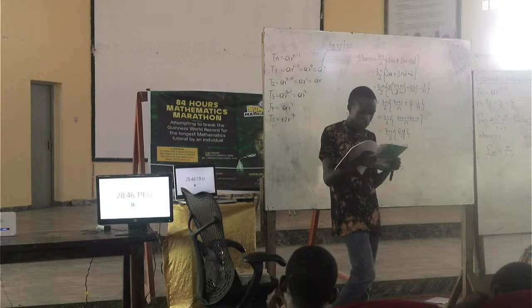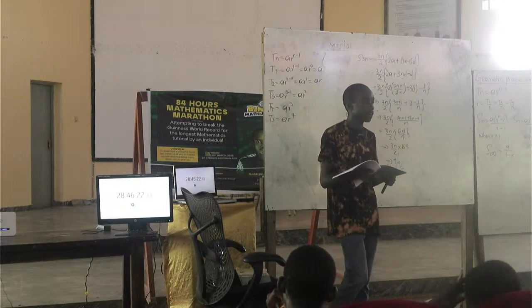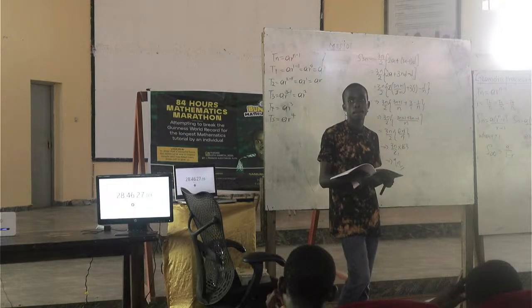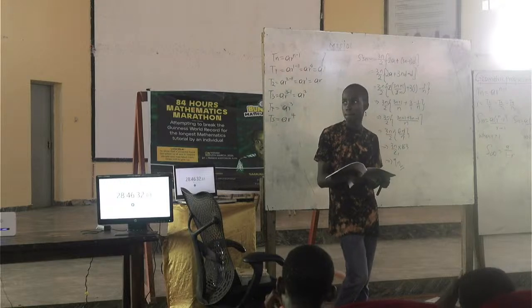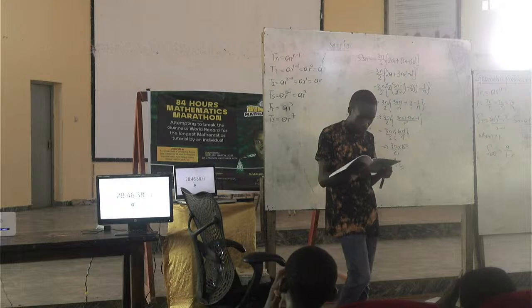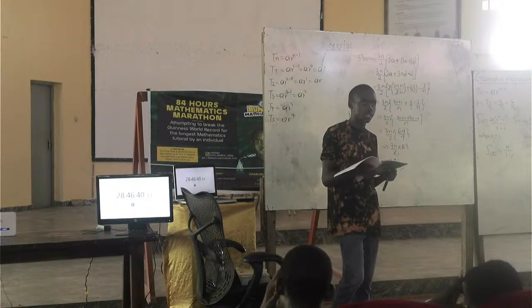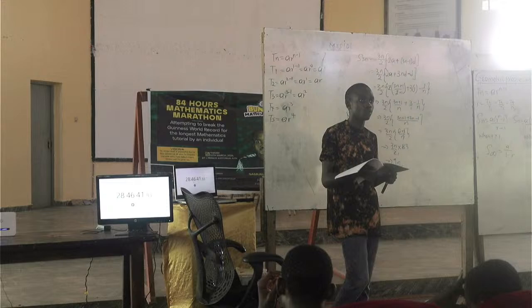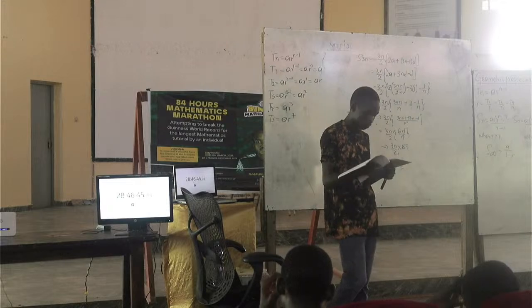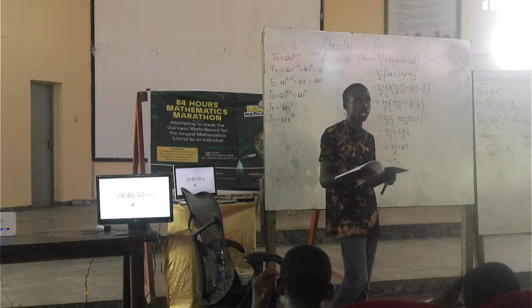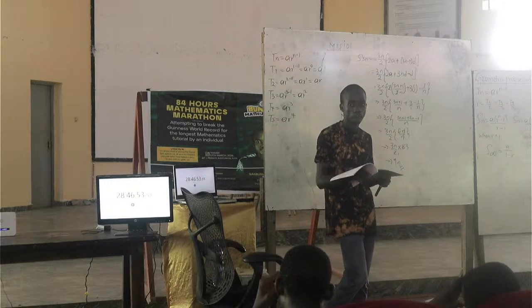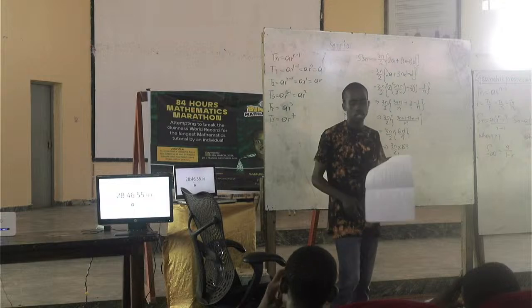Find 3 numbers in geometric progression whose sum is 10 and a half and whose product is 27. Whose sum is what? 10 and a half. And product is what? 27. Okay, let's look at that question quickly.